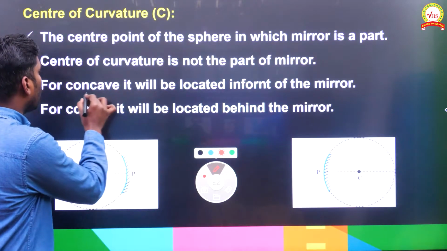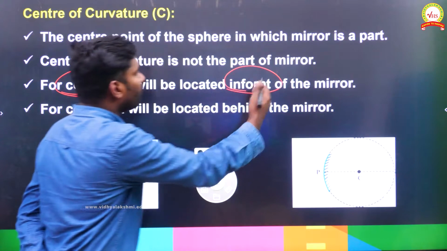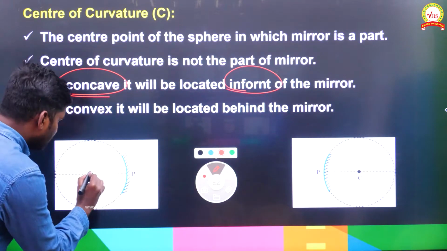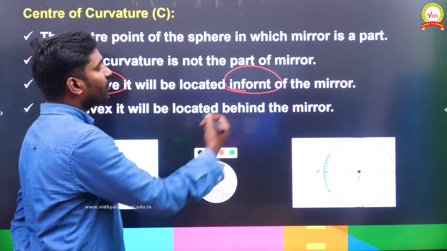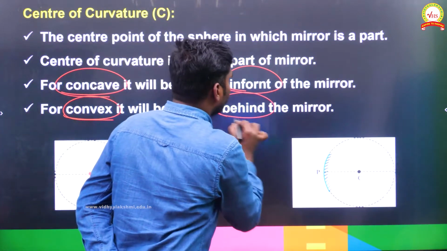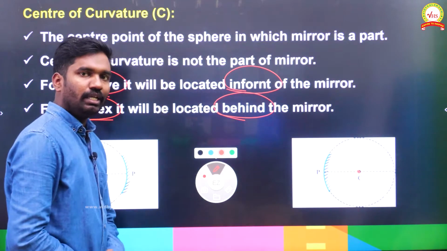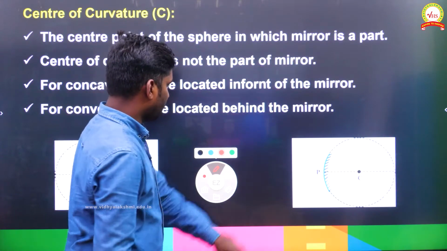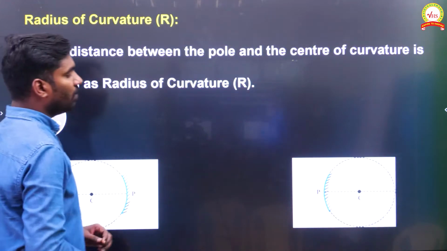And where is it going to be located? If you are taking a concave, the center of curvature will be located in front of the mirror. So the center of curvature will be located somewhere over here. And if you are taking a convex, the center of curvature will be located behind the mirror. That point we call the center of curvature.